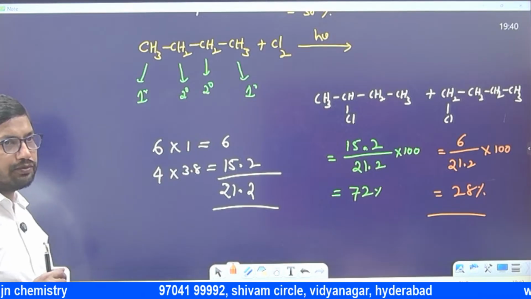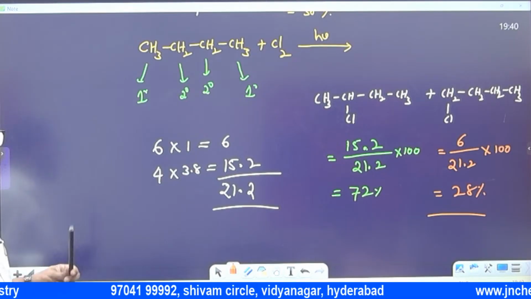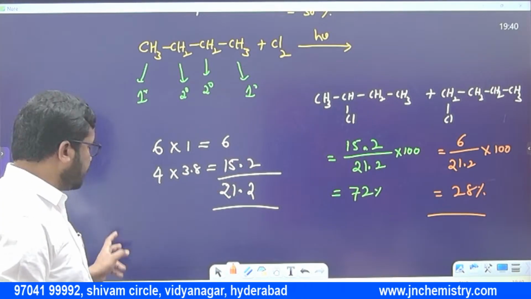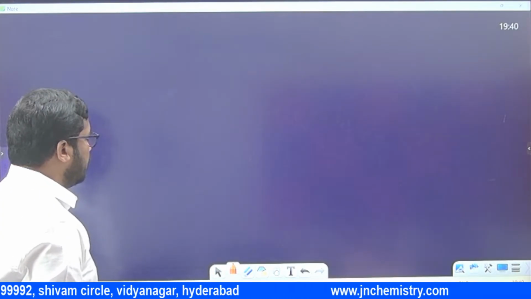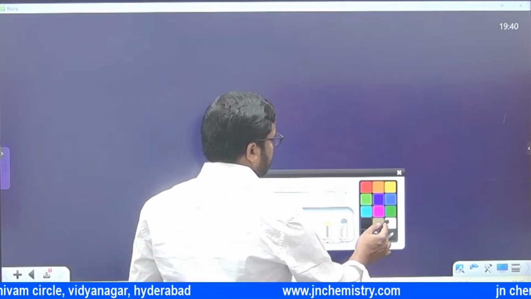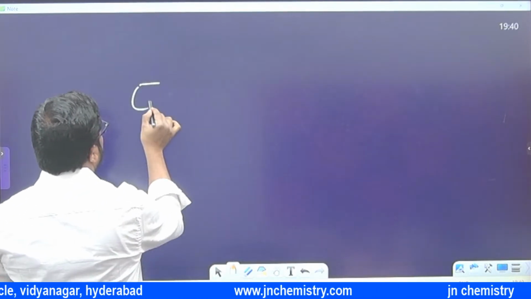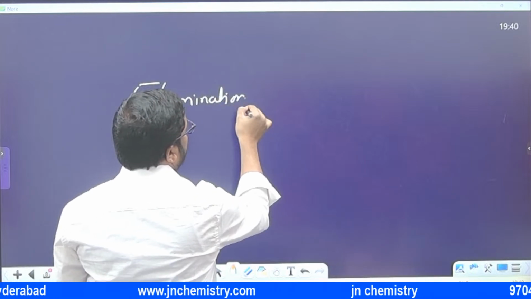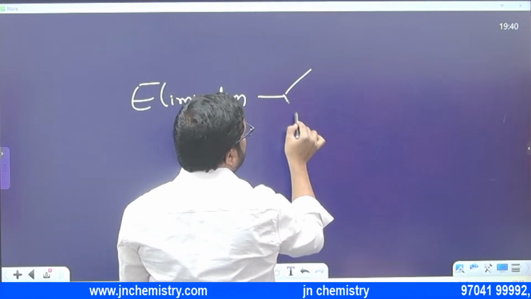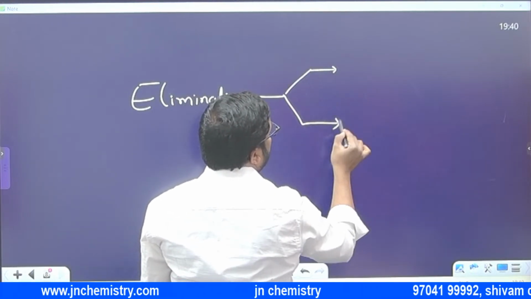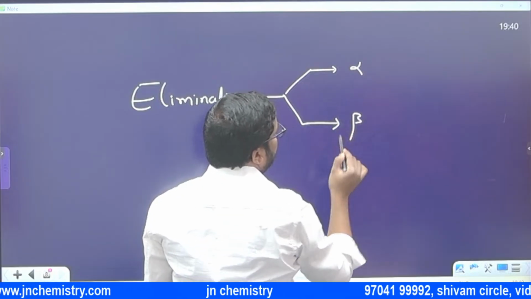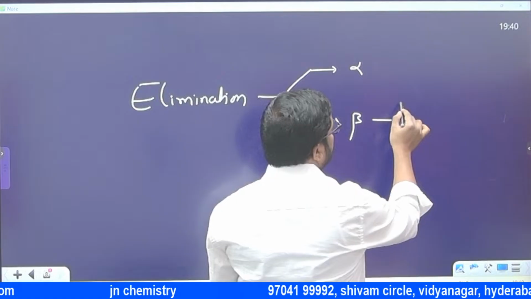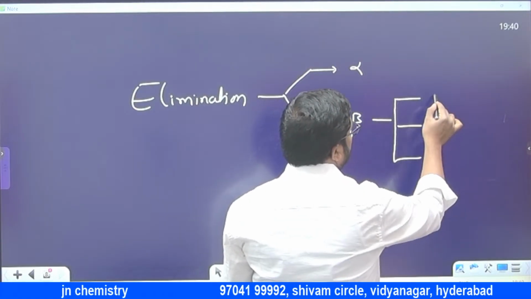Free radical substitution. Like this, they'll ask questions, and nitration, sulfonation, this type of questions are there. I'll discuss that in the alkanes topic. Next, elimination reactions. Elimination reactions are 2 types. What are those? Alpha, beta. Beta elimination, once again, we are going to classify into 3 types.